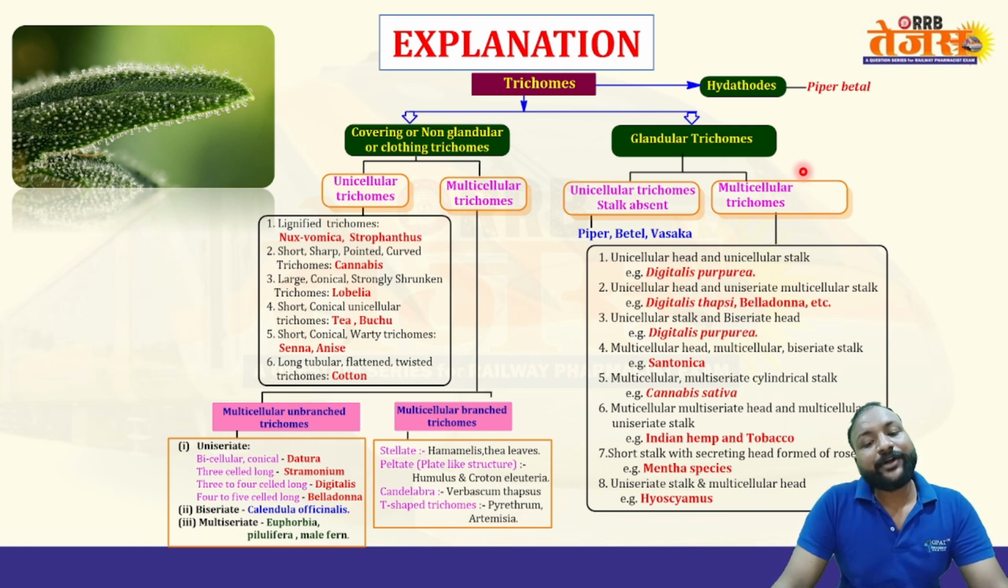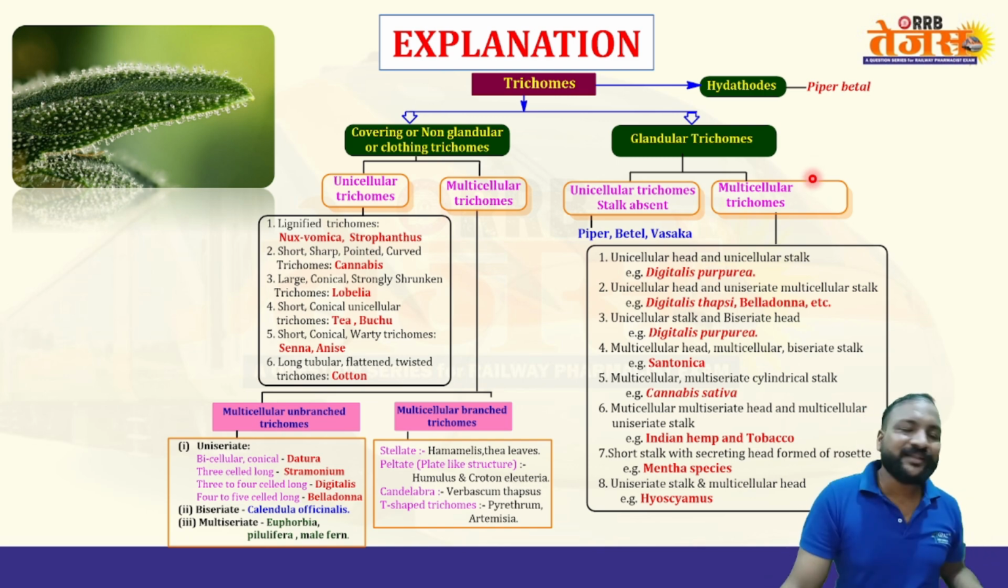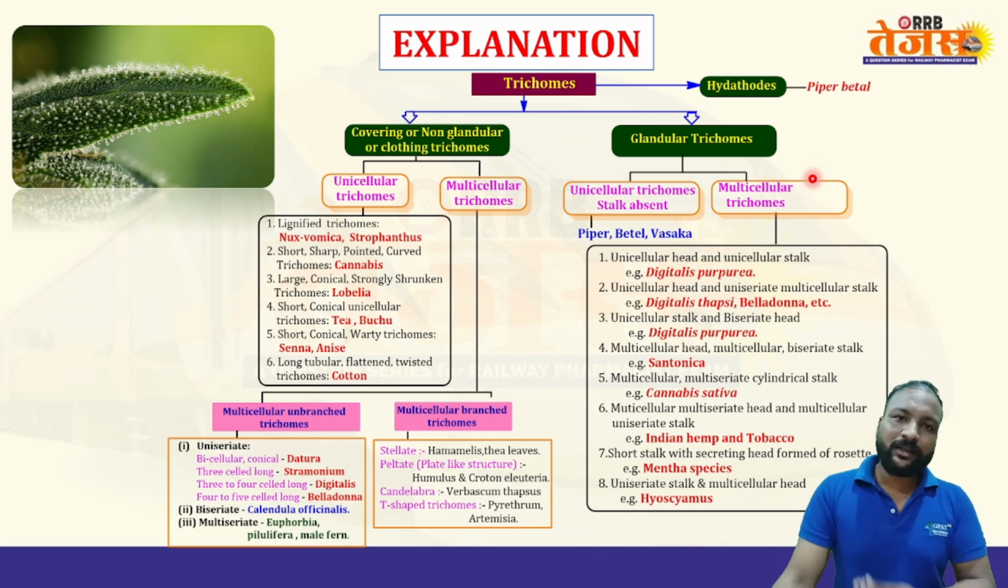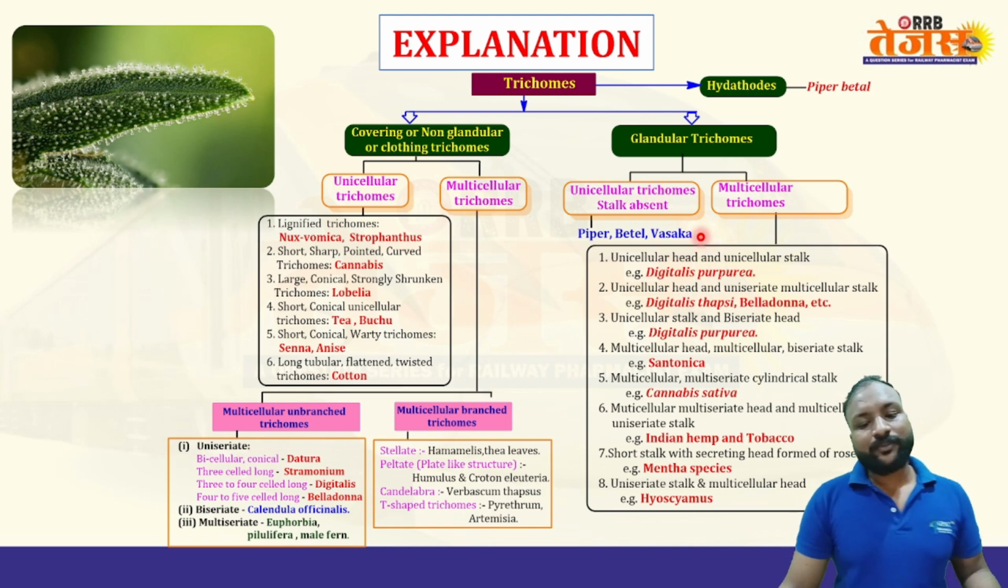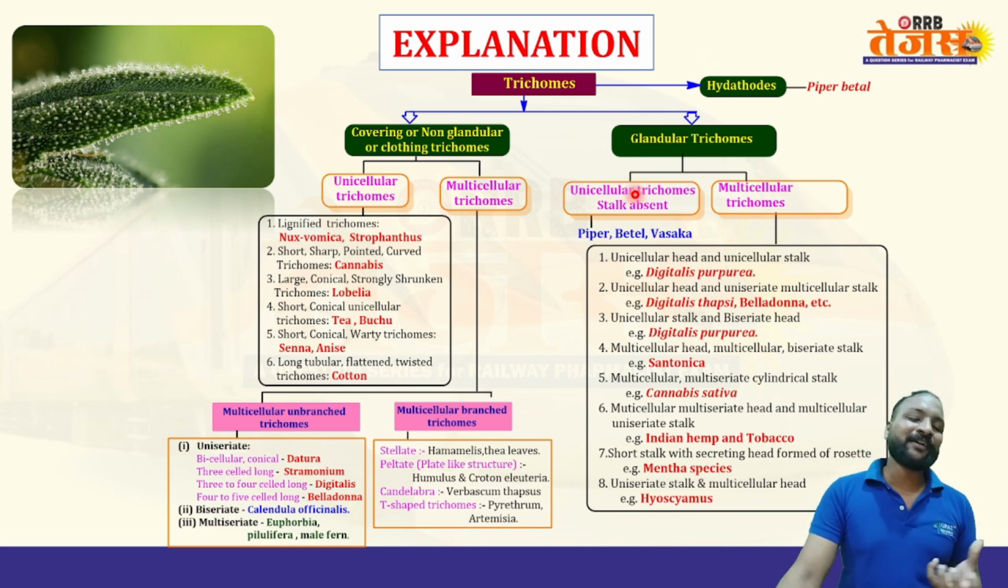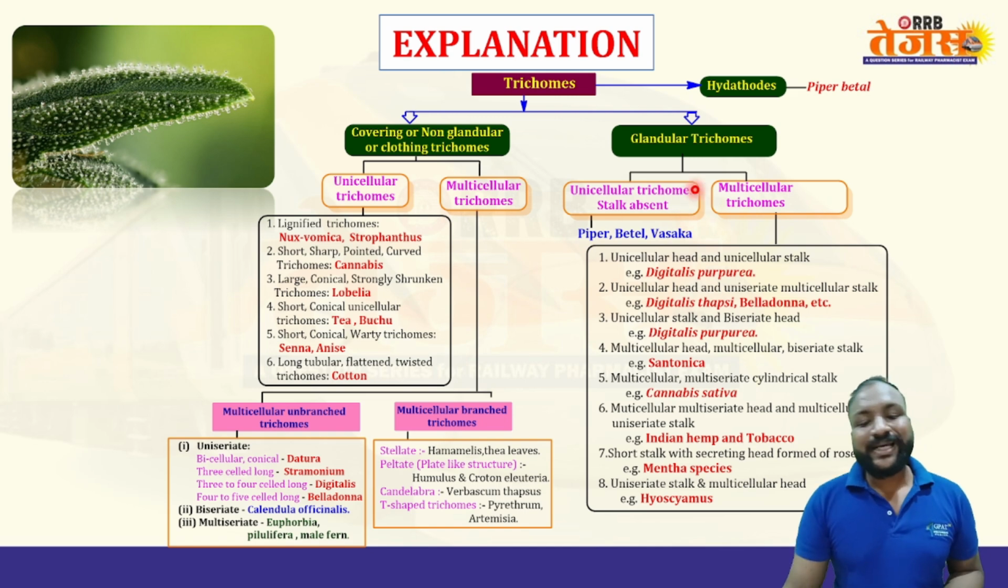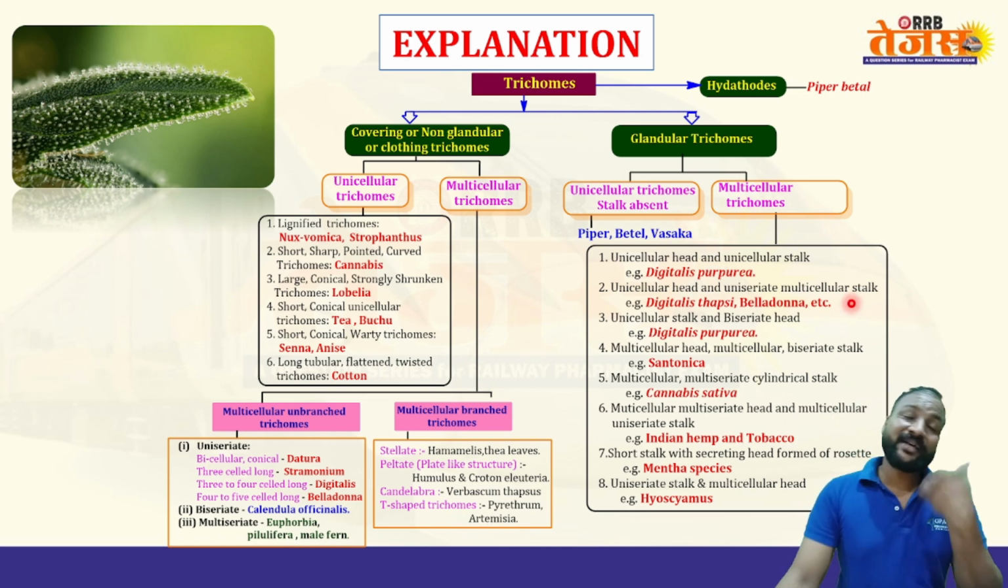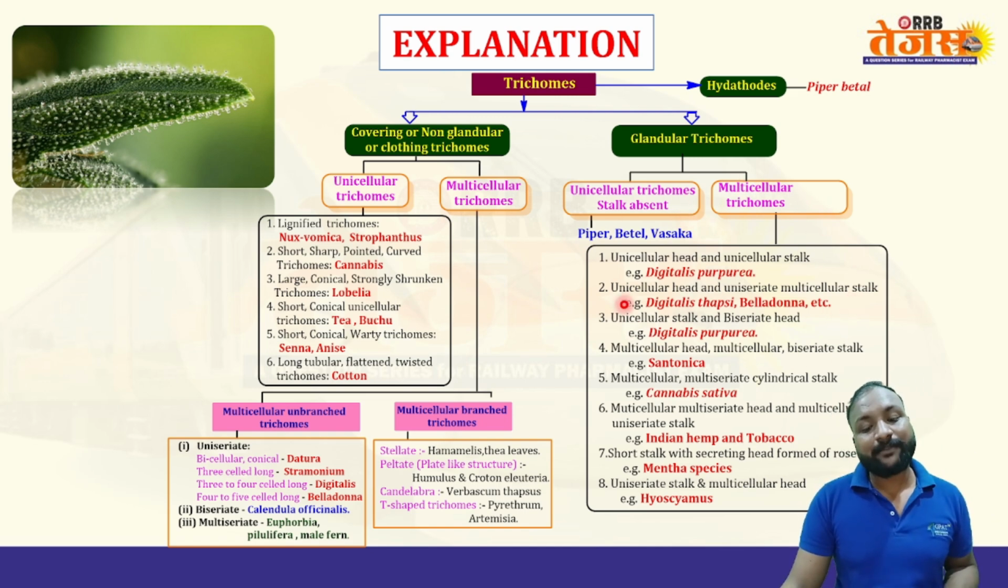Coming to the glandular type of trichomes, they have a gland at the apex. In the unicellular trichomes, the stalk is absent. We can observe Piper betel and Ocimum. In Piper betel, we can see two types of trichomes: hydathodes, and also the glandular type of trichomes.